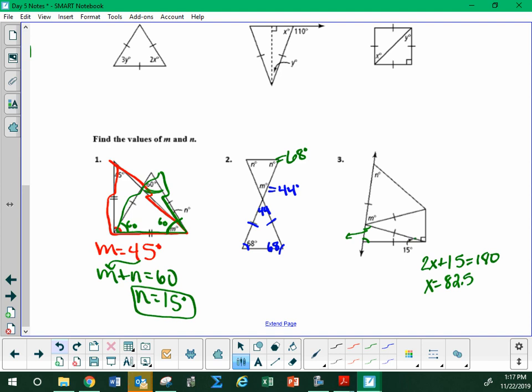If this was 15, how much is left over here? 75, because it's 90. Again, we have isosceles, so this is also 75. So how can I find my remaining amount?